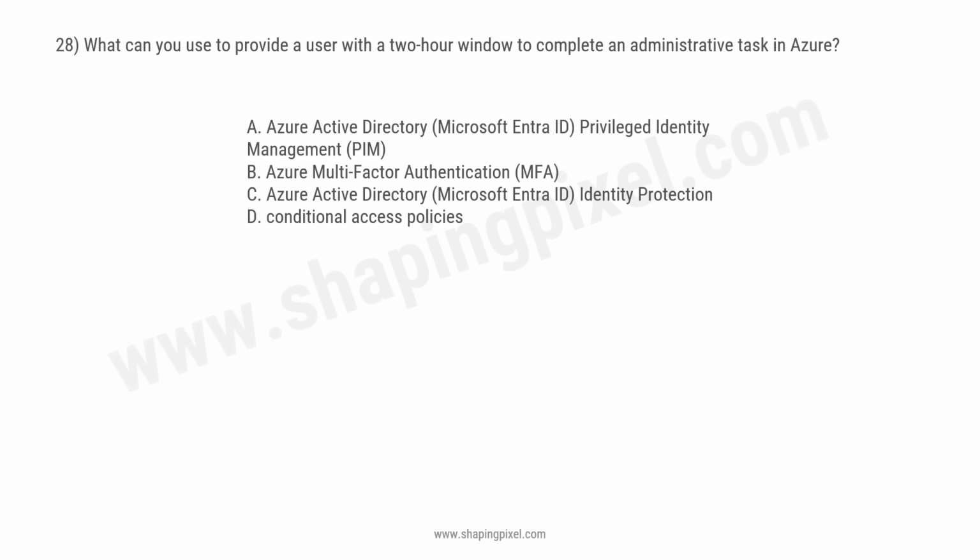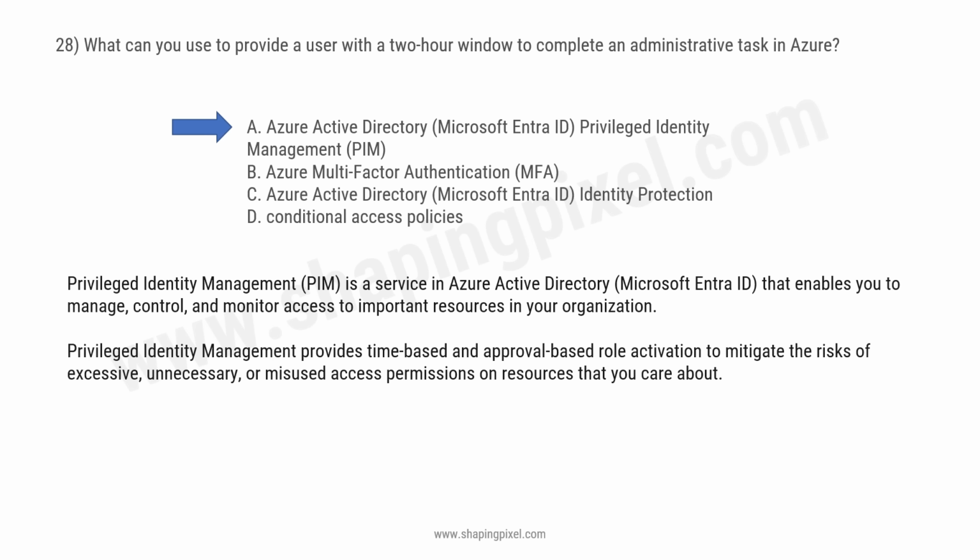Question number 28. What can you use to provide a user with a 2-hour window to complete an administrative task in Azure? And you have four options. Option A, Azure Active Directory Privileged Identity Management. Option B, Azure Multi-Factor Authentication. Option C, Azure Active Directory Identity Protection. And option D, Conditional Access Policies. So the right answer is option A, Azure Active Directory Privileged Identity Management.